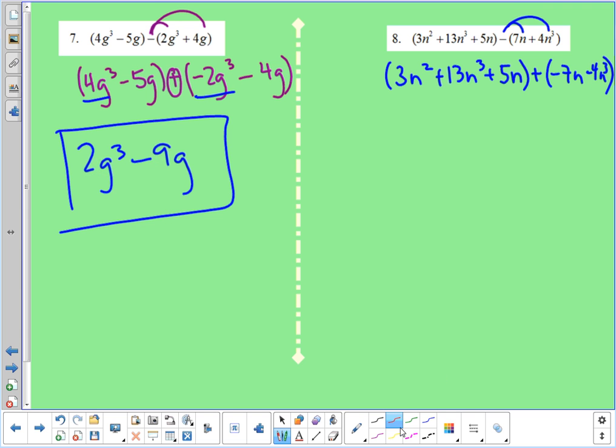Now I put my like terms together. I like to start with the largest power so that it's automatically in standard form. 13 minus 4, because I have a 4n to the third over here too. 13 minus 4 gives me 9, so I have 9n to the third. Then I have this 3n squared that's by itself. And then I have the 5n minus 7n, which is negative 2n.